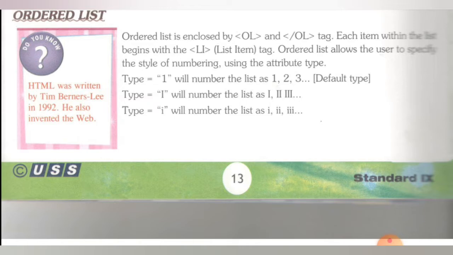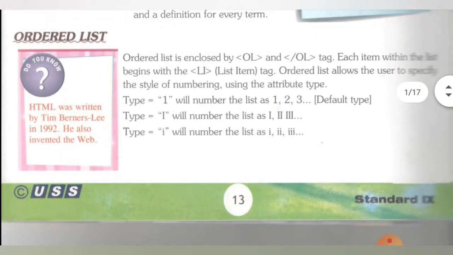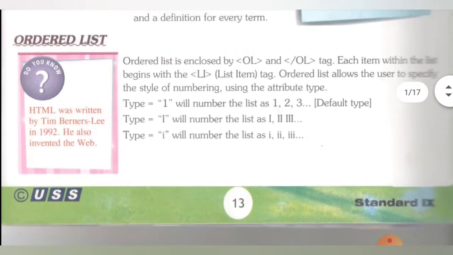Now see this example of the OL tag. Here first we use an OL tag. Maybe if you want to list out the item fruits, OL fruits, in that LI apple, and then the second LI. Each item within the list begins with the LI tag. So if you want to list out the fruits apple, banana, orange, grapes, those names are written using the LI tag.